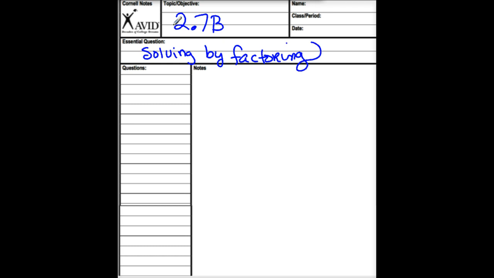First of all, let's review the two ways we have so far. Number one, solving by factoring. If it's already factored for you, you do not mess around with it. If I need to figure out what x values would make this multiply to equal 0, I just set the left side equal to 0.